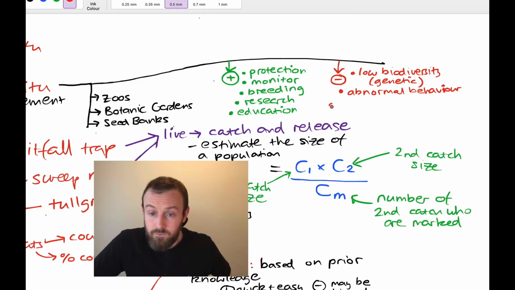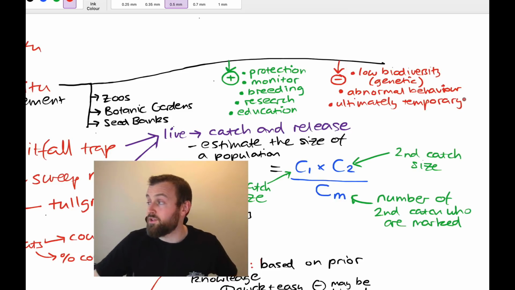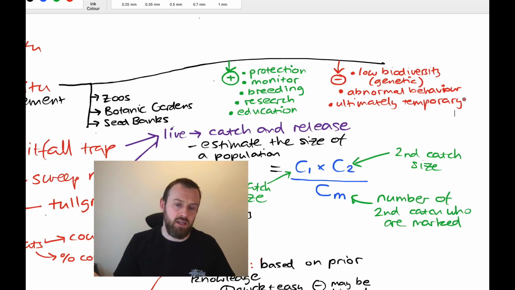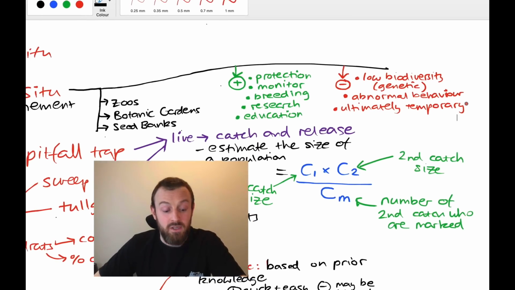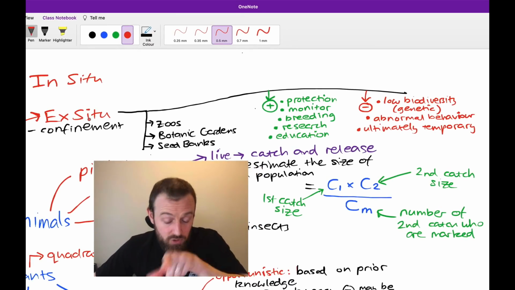And ultimately, it's temporary. What I mean is, you can't conserve animals in zoos forever, right? For the next 2,000 years. It's just not a sustainable long-term solution. So most people say that zoos and ex-situ conservation basically just need to conserve animals for the next 100, 200, 300 years until we get our stuff together and fix the planet. So we'll just make a note of that now.